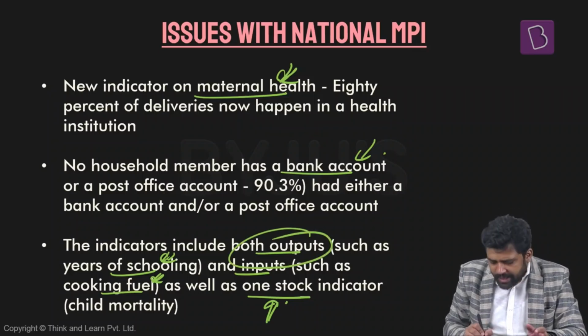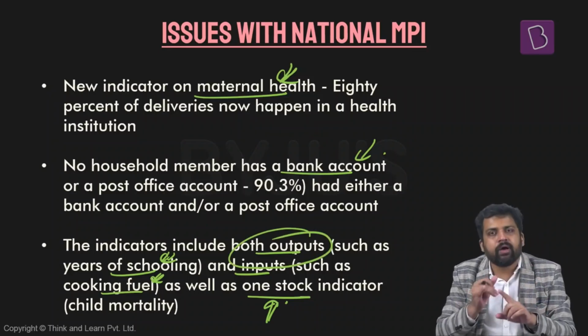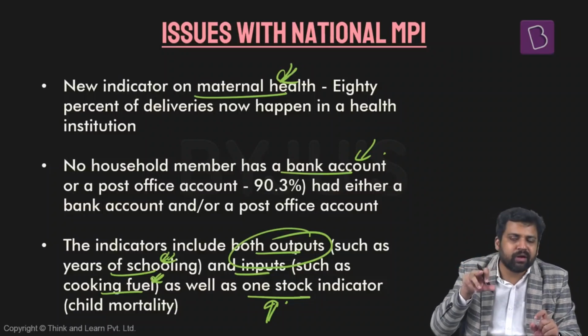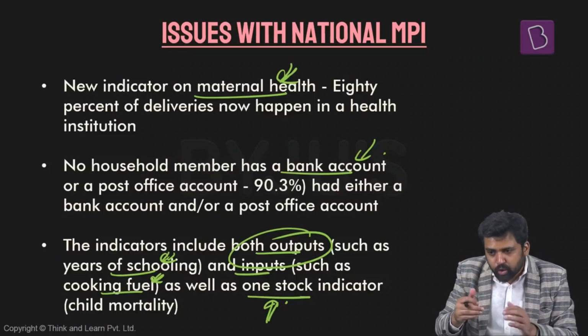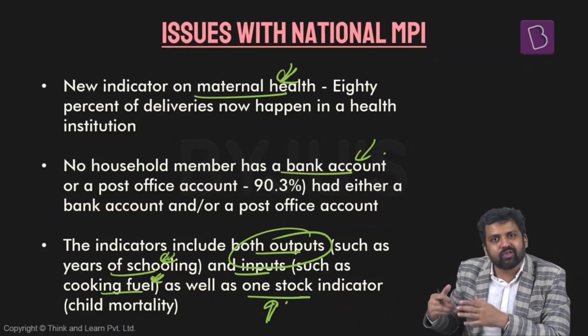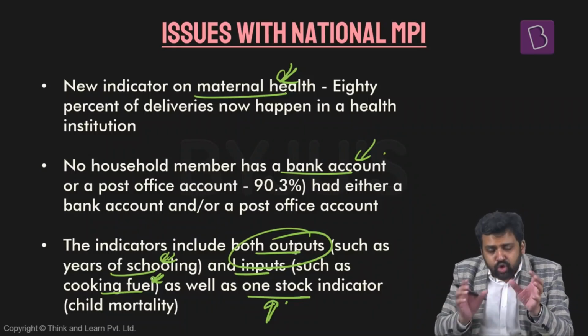Also, another way to look at it is if inputs are poor, output will also be poor. If toilet facilities are not there, if water facilities are not there, it will lead to a situation where there will be high mortality rates. It increases the chances of mortality. So you are counting child mortality, you are also counting deprivation along the lines of cooking gas, deprivation of water facilities, etc. So you are double counting things.